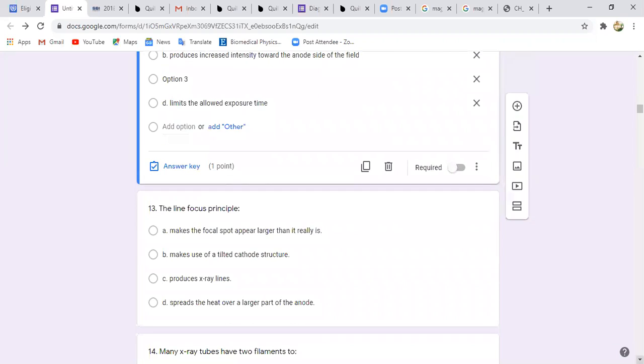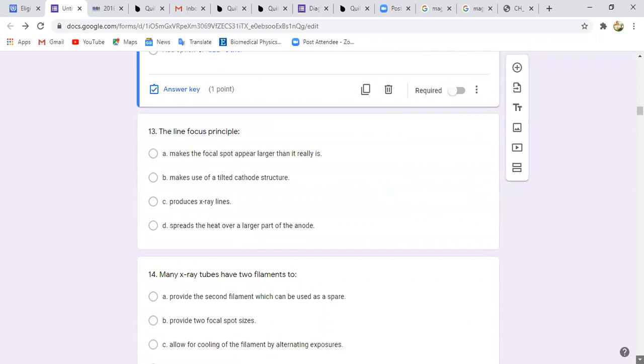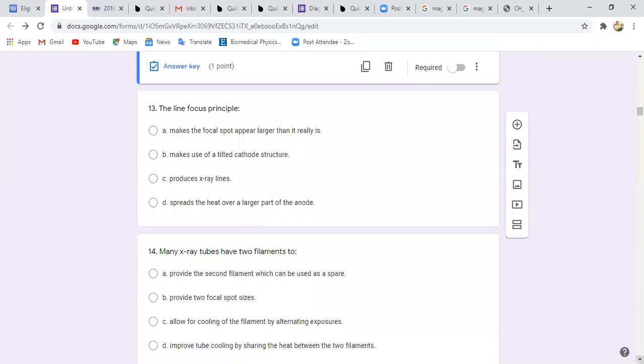The line focus principle makes what? What does the line focus principle do? It makes the focal spot appear larger. It spreads heat over a larger area. D. Yeah, it makes it appear larger. The best answer is D.